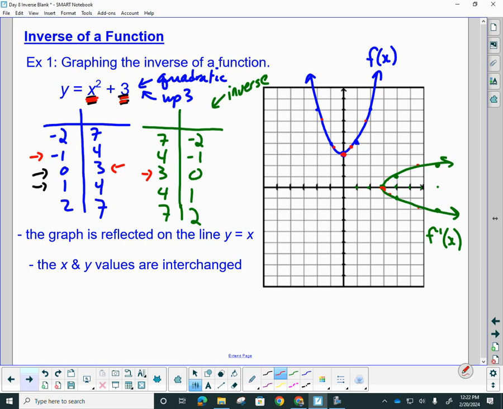And what it does is it looks like the original was reflected on the line y equals x. So what does the line y equals x look like? Well, it's just a line right here. It's not an asymptote. I'm just drawing a reflection line. Maybe I'll choose a different color than red so you don't think it's an asymptote. Let's make it purple.